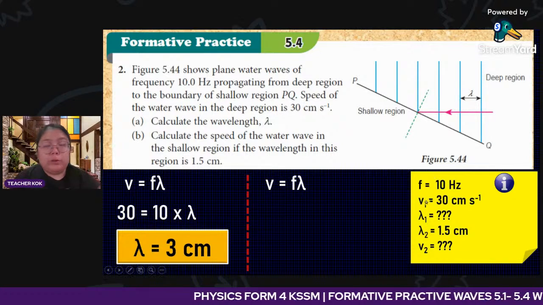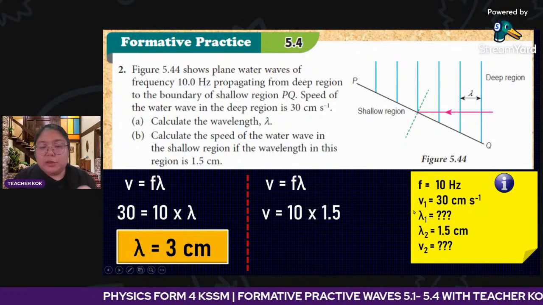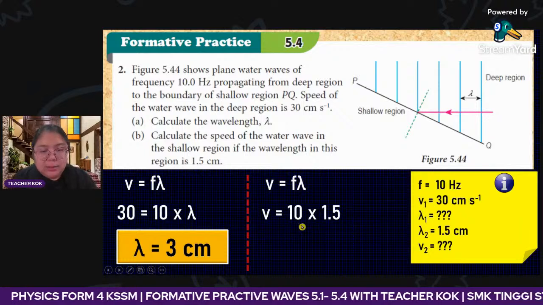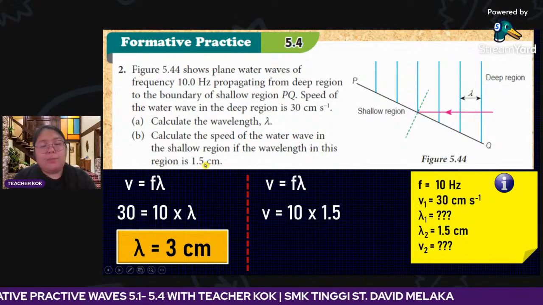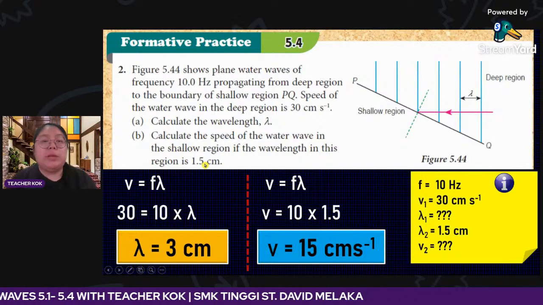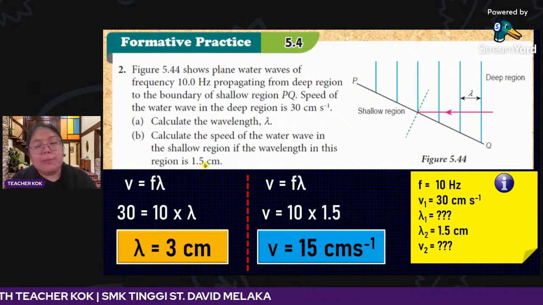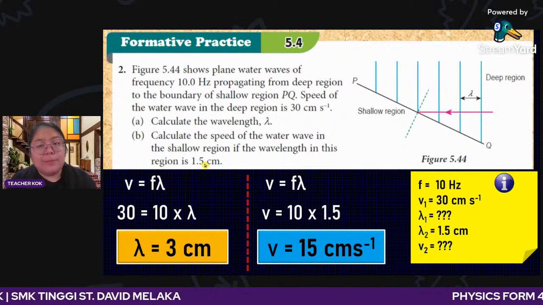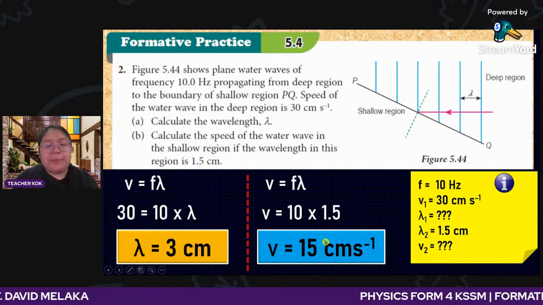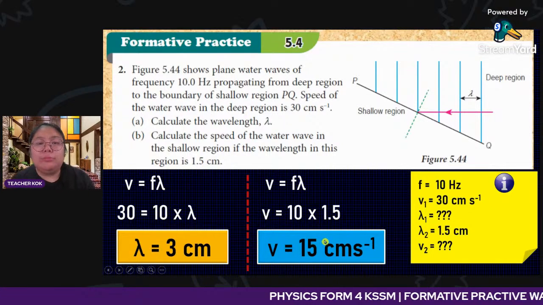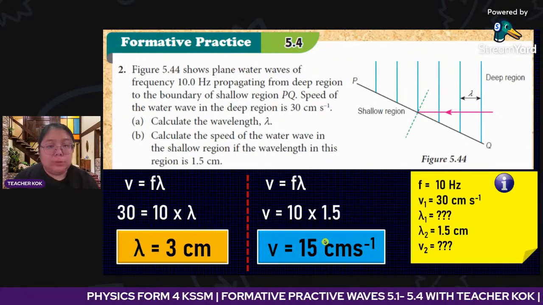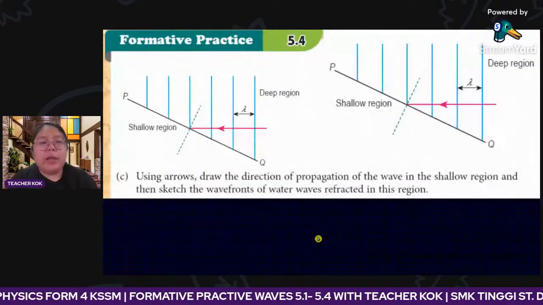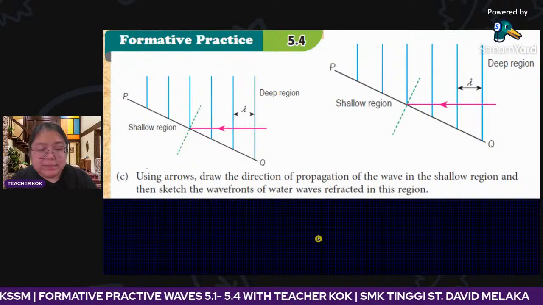So from here, we need to find the velocity. We apply frequency is 10, then the lambda, just now they told you, is 1.5 cm. So the final answer, the speed is 15 cm s^-1. So that means at the shallower region, the wave slows down. Okay, so this is question number 2. Then we go to part C.